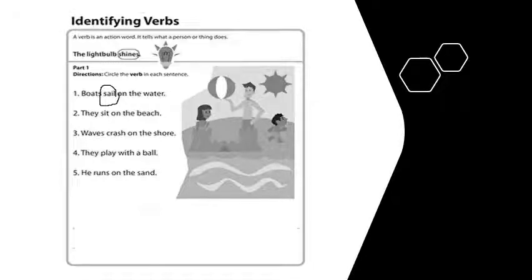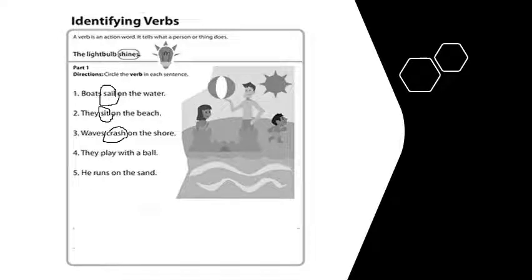Now, number two. They sit on the beach. What is an action here? Good children. Sit is an action. Now, number three, waves crash on the shore. What is an action here? What are the waves doing here? Crash. Okay, crash is an action. Now, number four, you have to do by yourself.